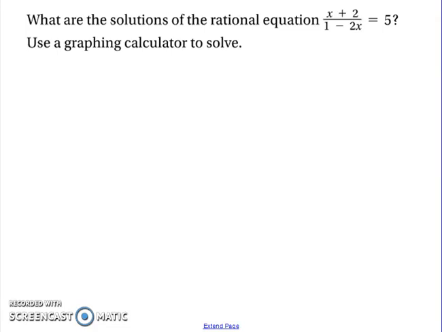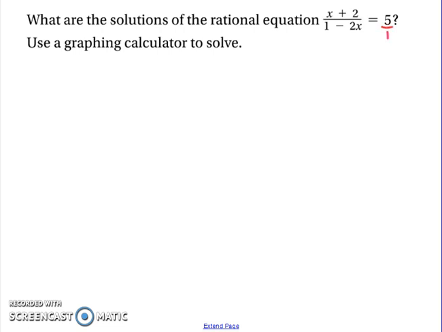So now we're trying to find the solutions of a rational equation, but we're going to use a graphing calculator to help us solve it. So before we do that, let's solve this the regular way. Because I have a fraction equal to a whole number, I can turn the whole number into a fraction by putting it over 1.